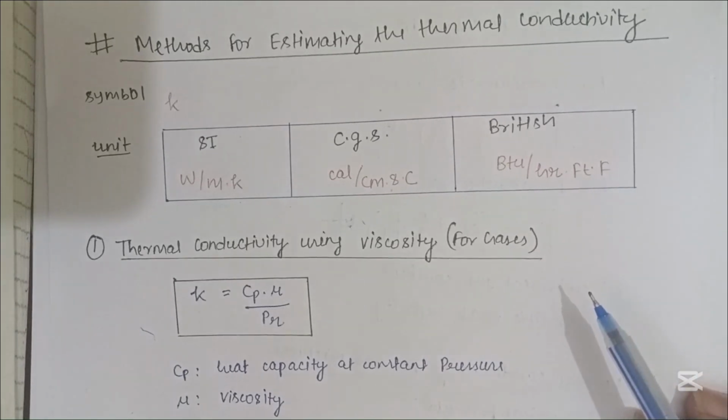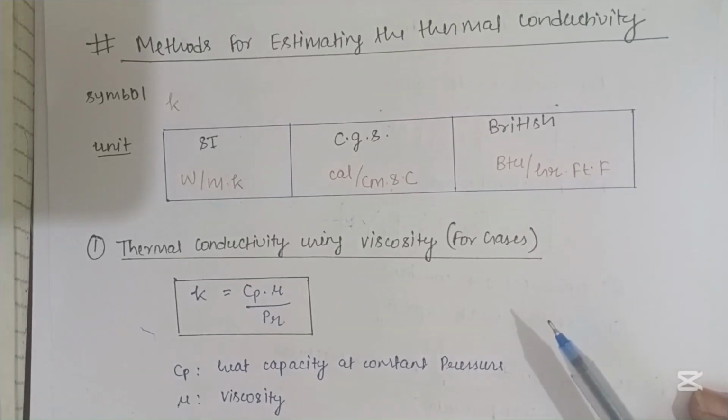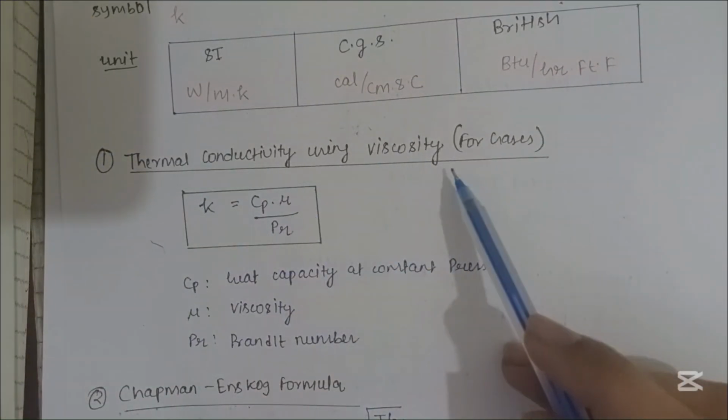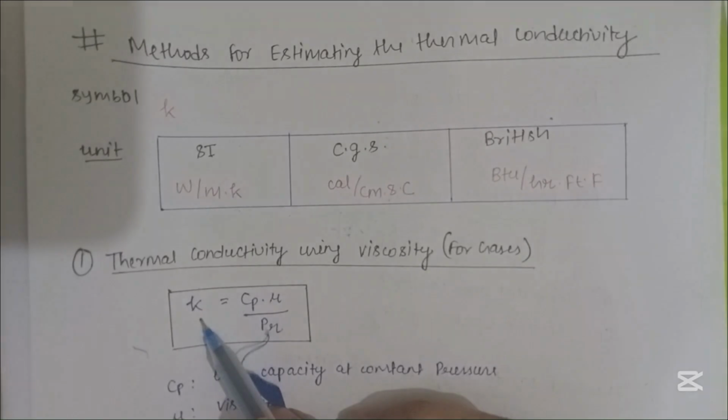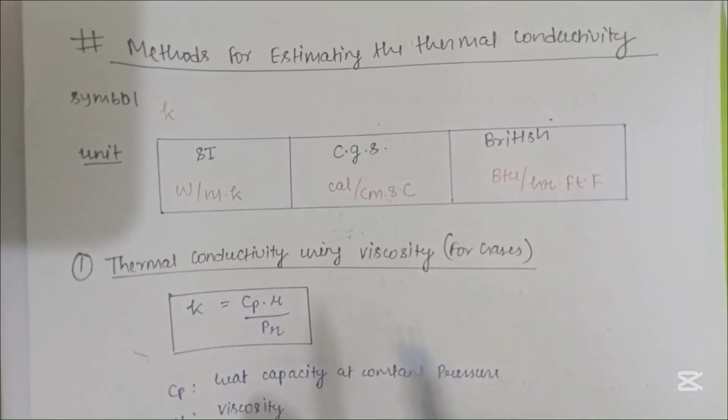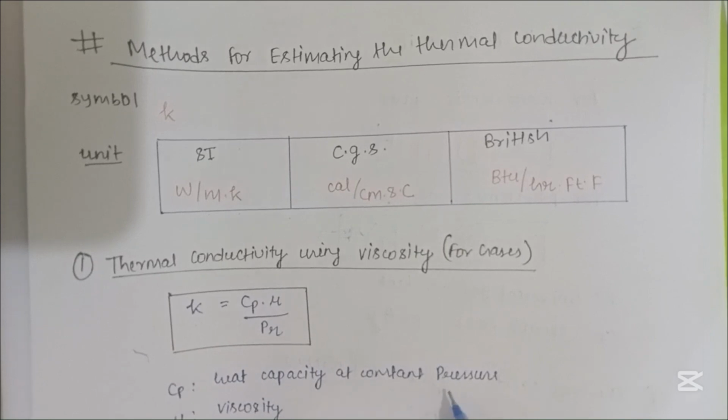Now we will discuss the methods of estimating thermal conductivity. First, thermal conductivity using viscosity for gas. K is equal to Cp mu by Pr, where Cp is heat capacity at constant pressure, mu is viscosity, and Pr is the Prandtl number. We use this formula when the Prandtl number is given. It is only for gases.